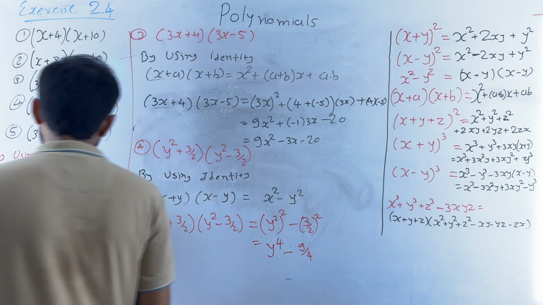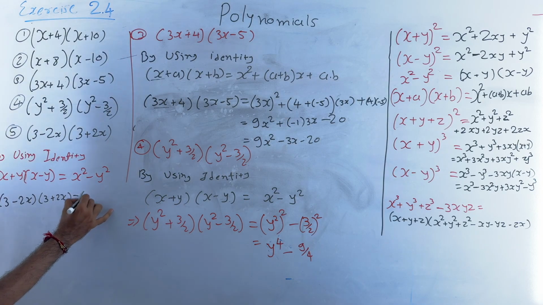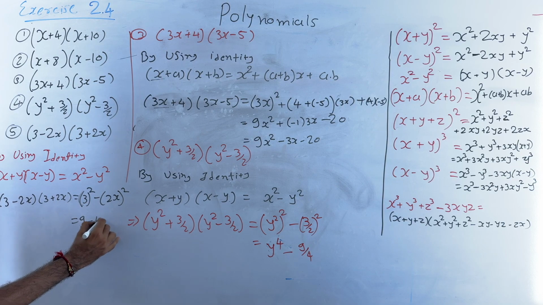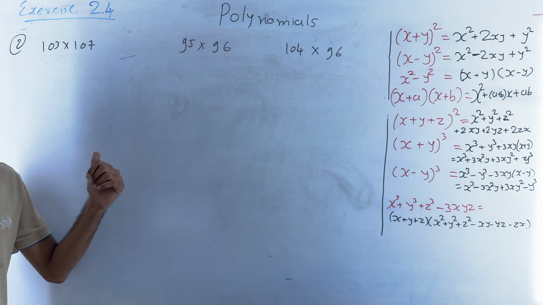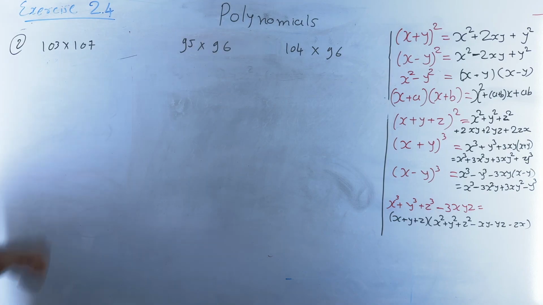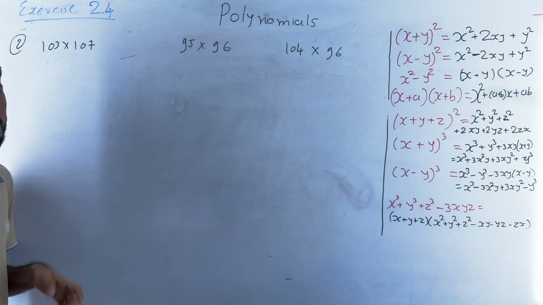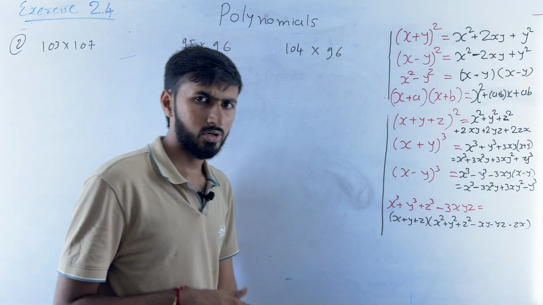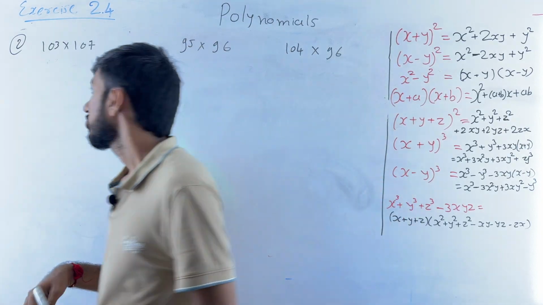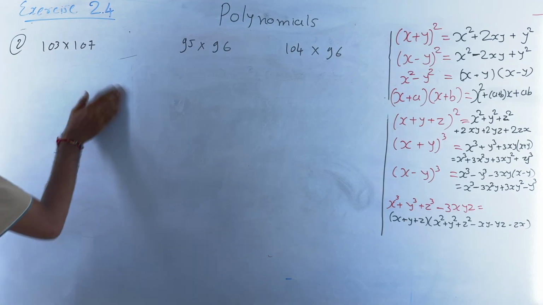So my answer will be, x is equal to 3, so I have to write 3 square, y is equal to 2x, so I have to write 2x square. So 3 square is equal to 9, 2x square is equal to 4x square. So it is my answer, right? So here is question number 2. We have to evaluate 103 multiplied by 107 without doing actual multiplication, right? We have done this type of example also, and you have done this type of question in standard 8 also, right? So we have to do it by using identity.